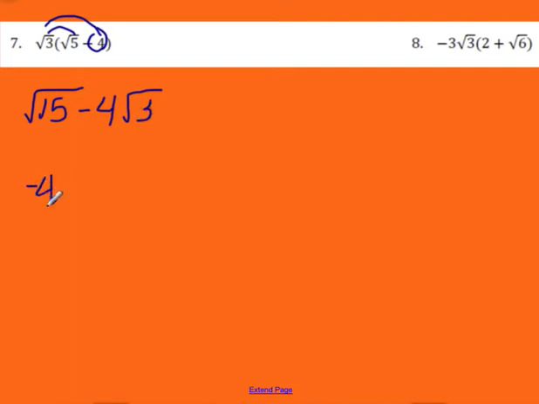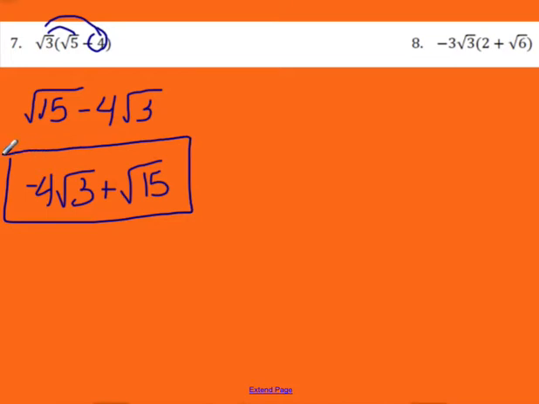I sometimes just like to write my smaller radical first. You don't necessarily have to. I'm not going to require that of you right now. And so that would be my final answer. So I didn't multiply the 4 by the 3 because the 4 isn't in a radical.